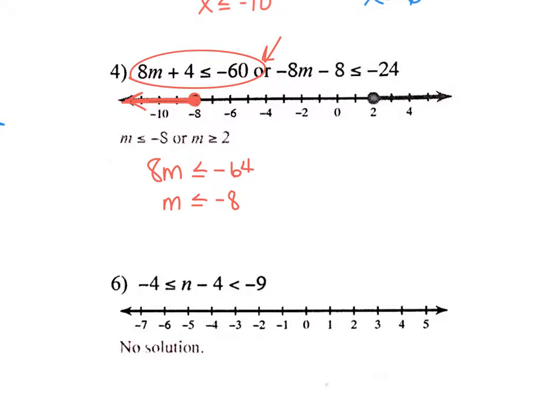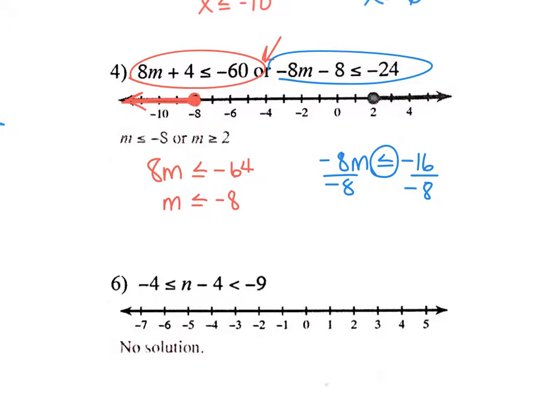All right, and then my second one, add 8 to both sides. Negative 8m is less than or equal to negative 16. I'm going to divide by negative 8, which means I've got to flip my symbol around. So m is going to be greater than or equal to 2 here. Again, this is "or," so I can put my final answer directly on the graph. I'm not looking for any overlap.